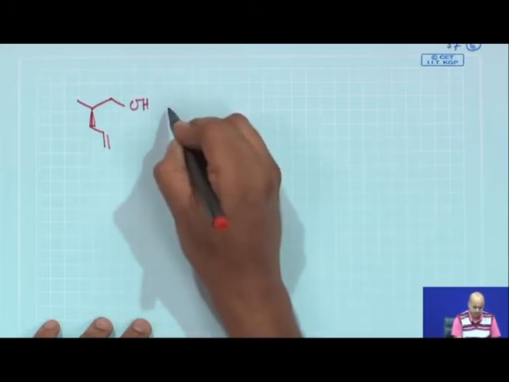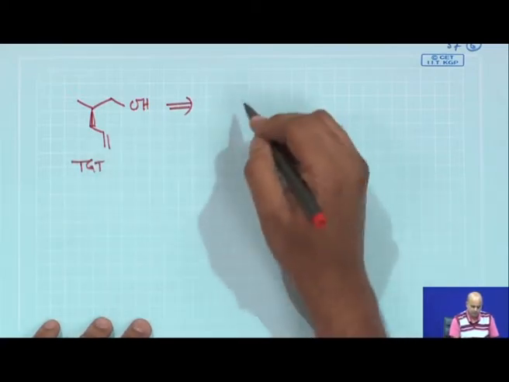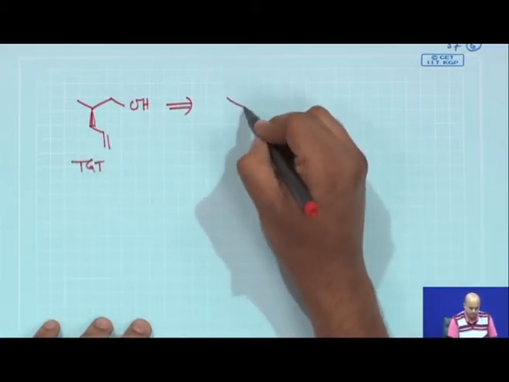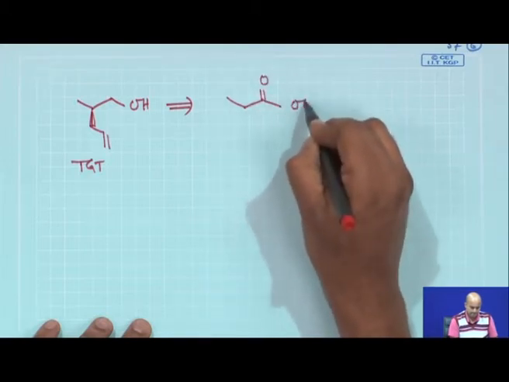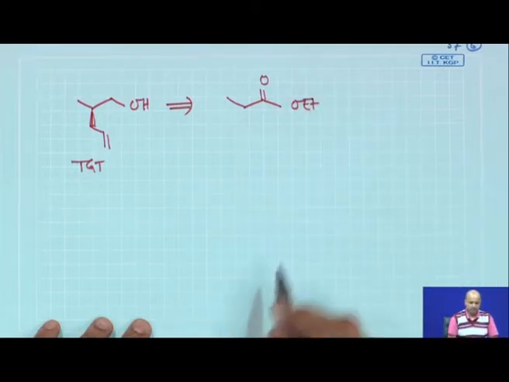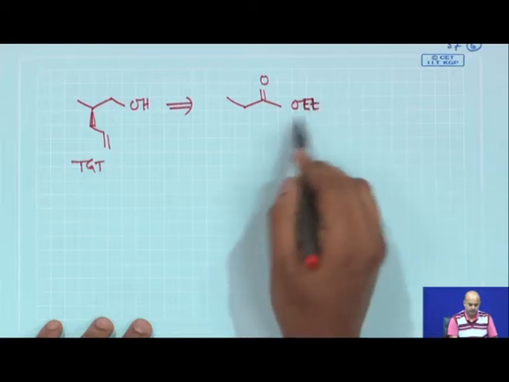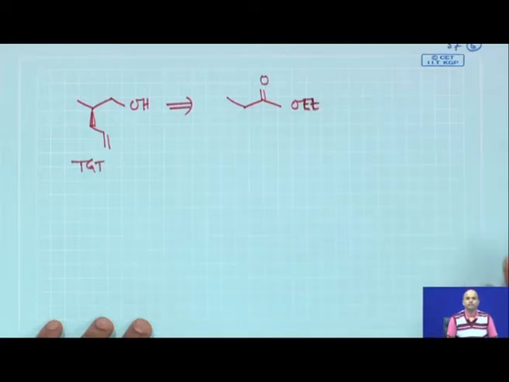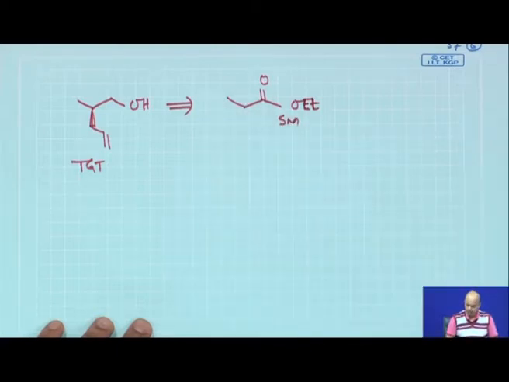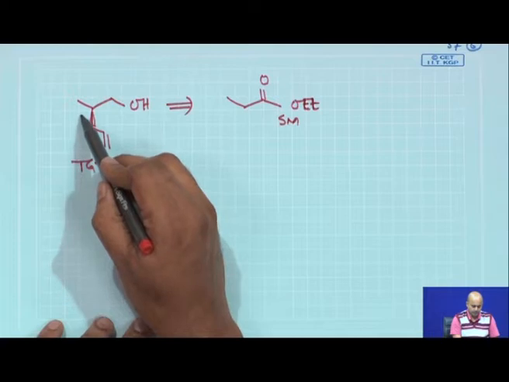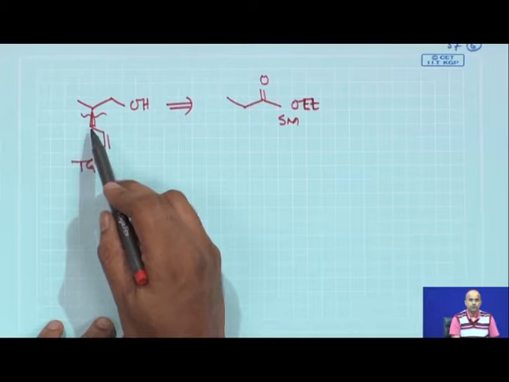The starting material is given to you. The starting material that I am giving is this ester, ethyl propionate. So, it is an achiral compound. What basically you need to do is put a carbon-carbon bond here in a stereo-controlled fashion.